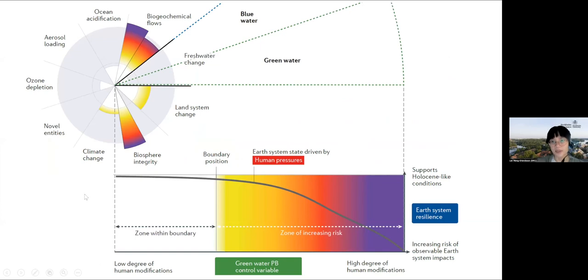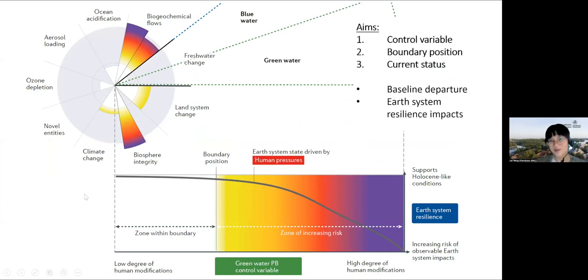And the aim here in our work was to define first what should be the control variable of such a boundary that represents green water. Where should the boundary position be, and what is the current status? And to do so, we needed to consider the baseline temperature, so what happened since the Holocene, and what are the Earth system resilience impacts in this framework.